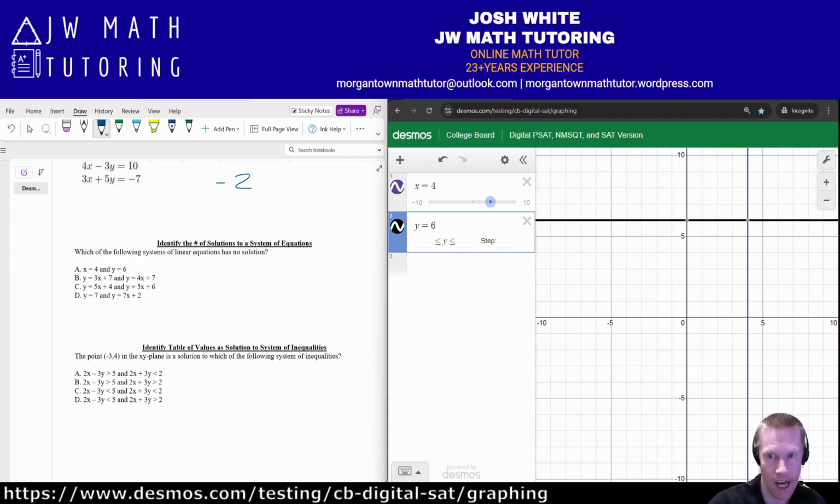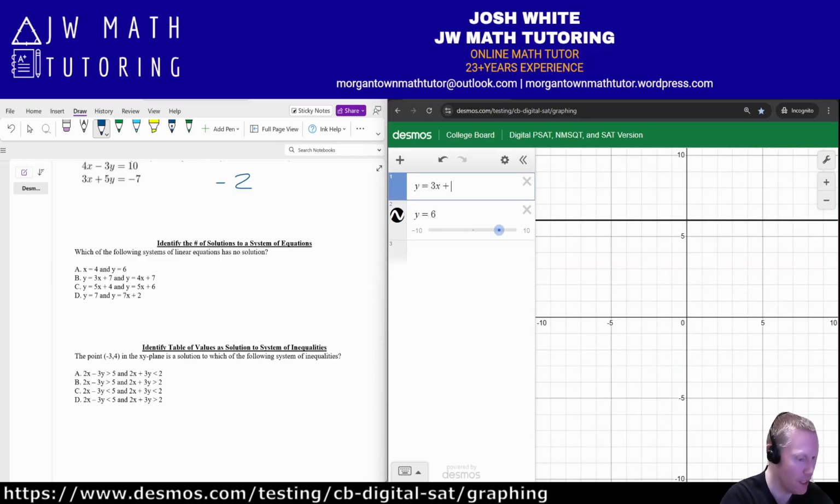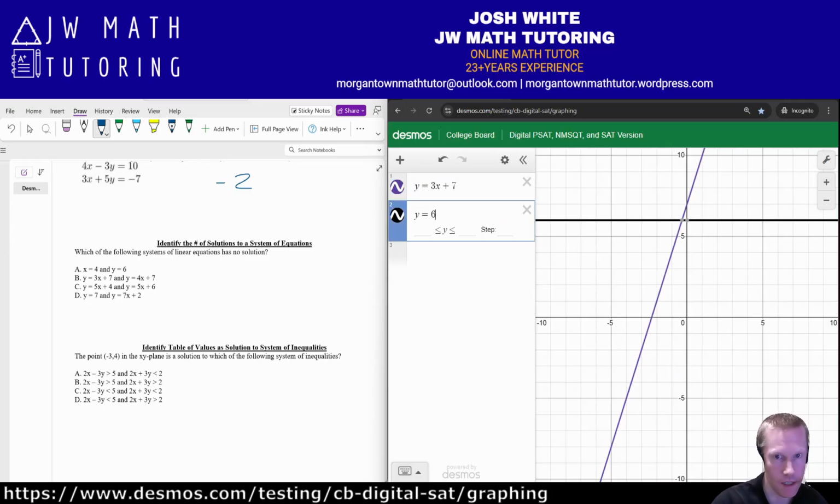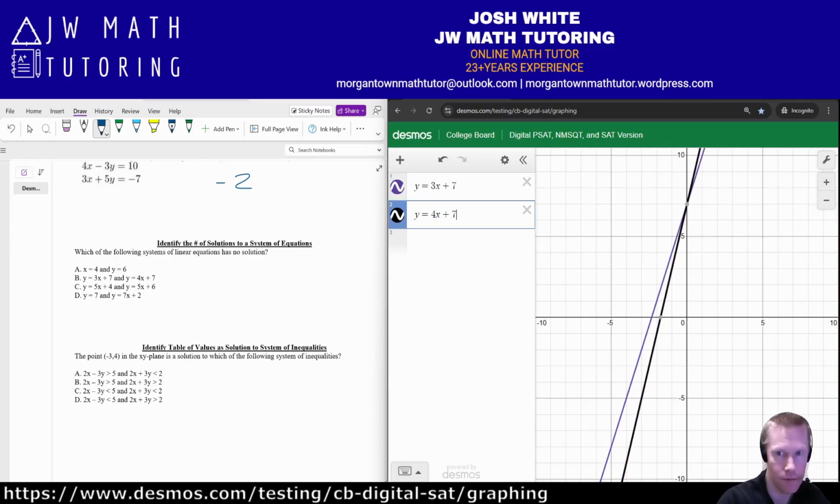Okay, so answer choice A, does this have no solution? No, they intersected at this point right here. Okay, next up, answer choice B. We've got the first graph, we've got the second graph. Okay, no solution? Nope, they intersected at a point. Third answer choice.